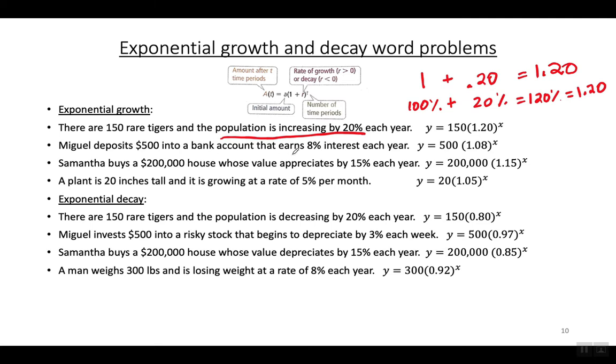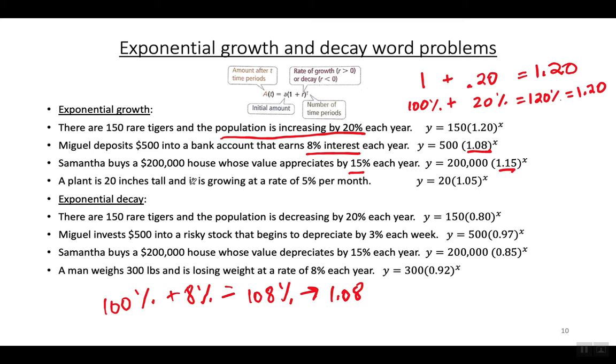Let's do another one. The bank account earns 8% interest each year. So 100% plus 8% is 108%. And you write that as a decimal, it would be 1.08 because you move the decimal point 2 times to the left. The house that Samantha bought, its value appreciates. That means it goes up by 15% each year. 100% plus 15% is 115%. And then you move the decimal point 2 times to the left.